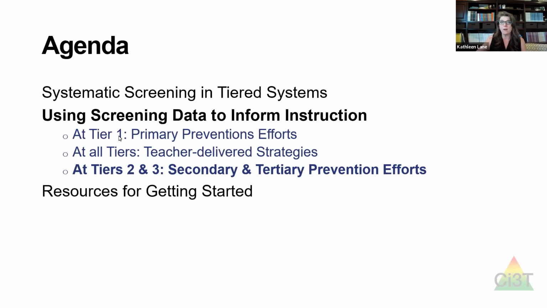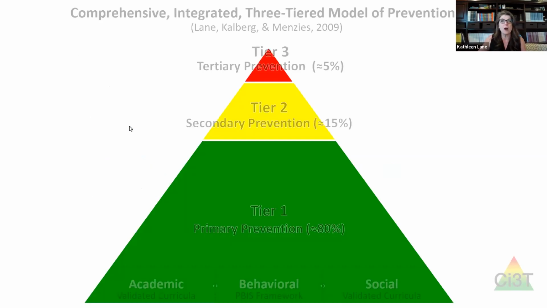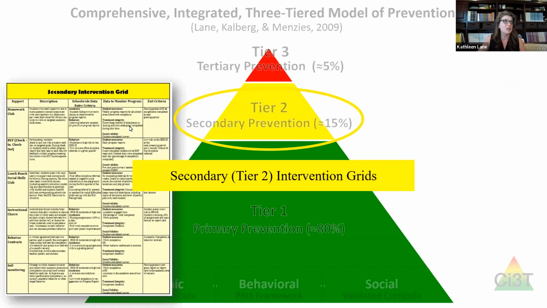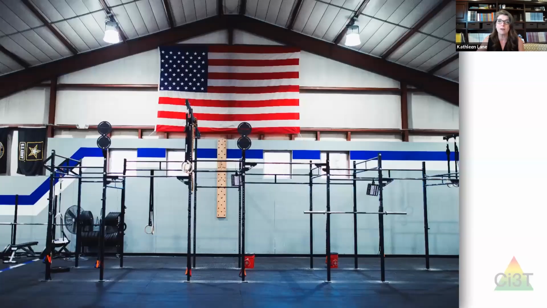Then the third way that we can use those screening data is to connect kids to additional supports beyond Tier 1. And I want to say there are no Tier 2 kids, there are no Tier 3 kids, there are no kids in the bubble. There are kids that might benefit from more than Tier 1 has to offer. I want to emphasize that back in the day, a lot of people thought Tier 2 was always small group and Tier 3 was always individual. I'd like you to think about it in terms of intensity.